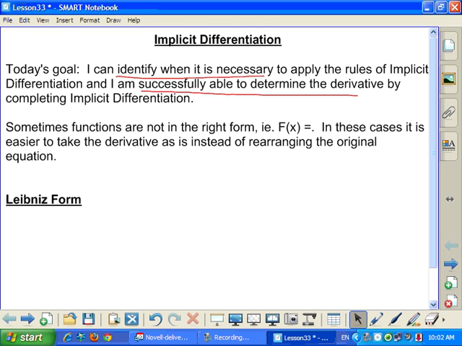For example, if I gave you a function that looked like this, xy plus y squared equals 2x, and I said take the derivative, you're going to look at this and say, well, I need it in y equals. How do I get it in y equals? And a lot of you will be saying, that's a little trickier than it looks. And the answer is, or can you do it?